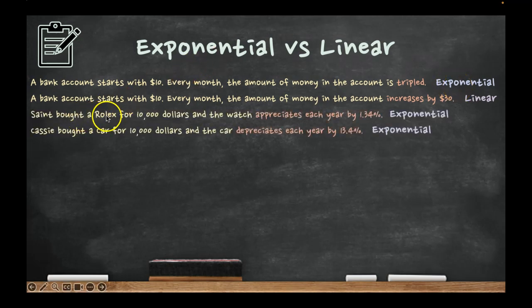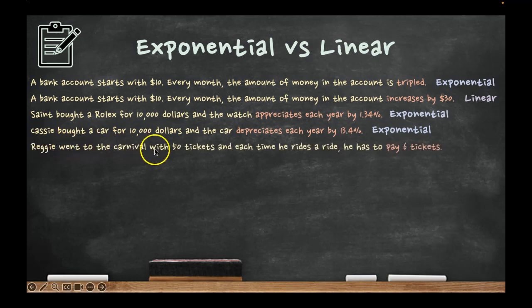If I look at Saint bought a Rolex for $10,000 and the watch appreciates, which means it's increasing each year by 1.34%, cue: percentage. That means it's going to be exponential. Same thing with Cassie bought a car for $10,000 and the car depreciates, which means it's decreasing by 13.4%.